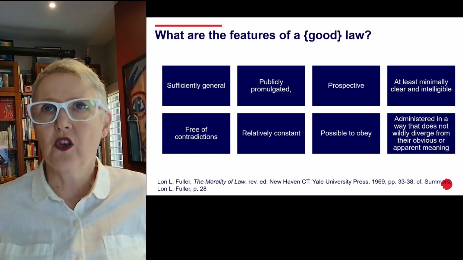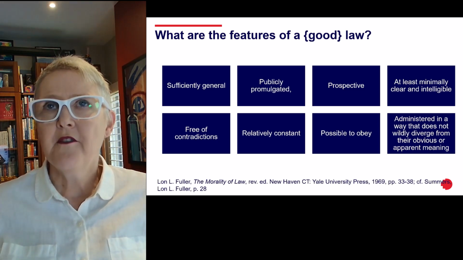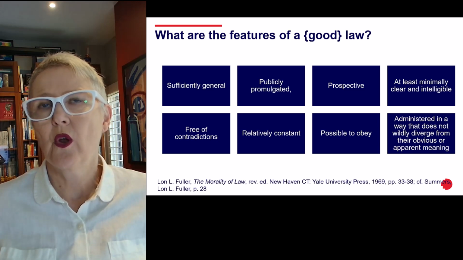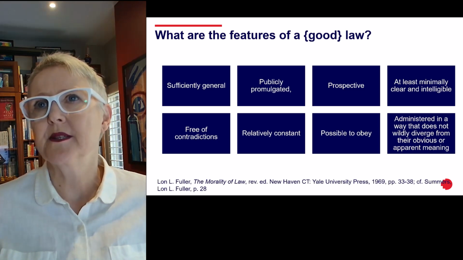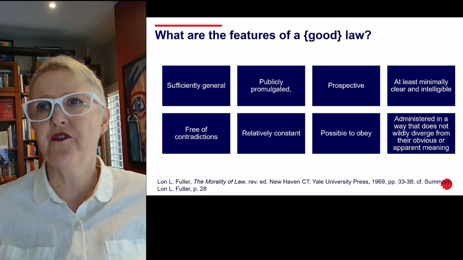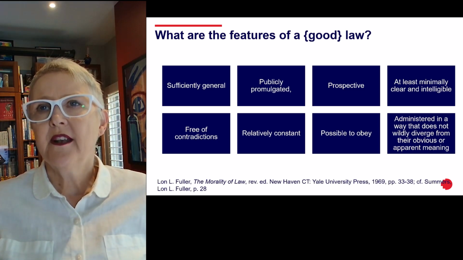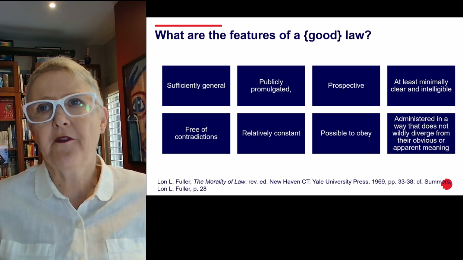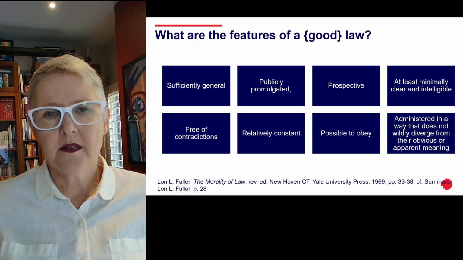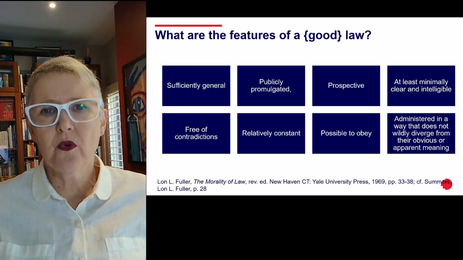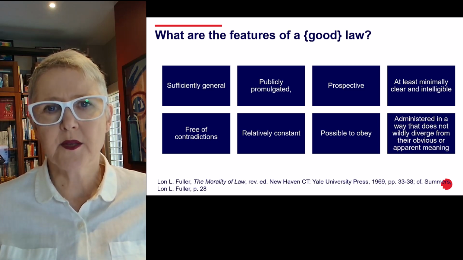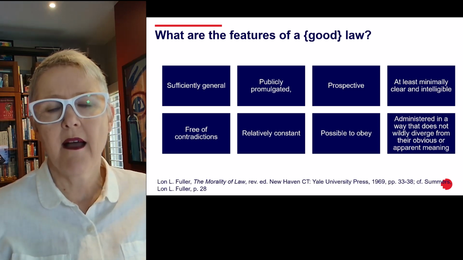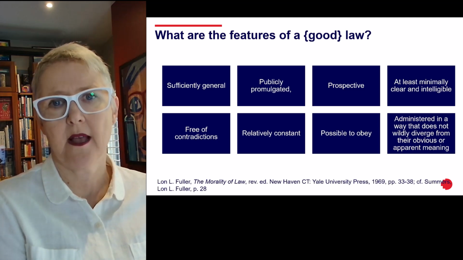reminding you of Lon L. Fuller's features of a good rule. We talked about a few of them last time. There are eight principles in a nutshell. The first is that rules, genuine laws, need to be sufficiently general. So in other words, a rule that applies to all AI as opposed to AI that is developed by Microsoft.